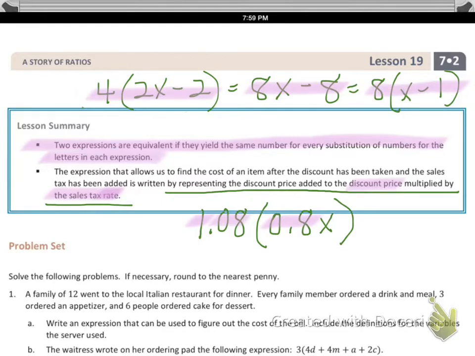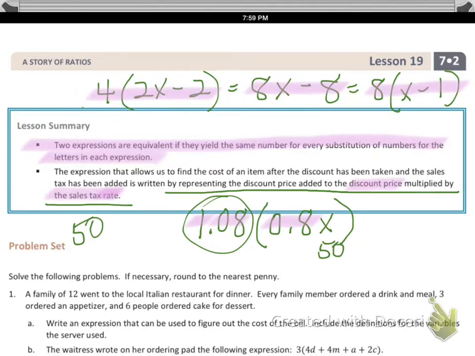But whenever you want to find the cost of an item after discount and after tax, you could write it anything like this. You could cut right to the chase instead of all those other steps. Again, I want you to be able to work with the steps, follow the steps. But if we're going to cut to the very end, we could take any price. Let's say $50 was our original price. I can plug that in for x, and I would know that that's going to be $40. $40 I would multiply by 1.08, and I would end up with $43.20.